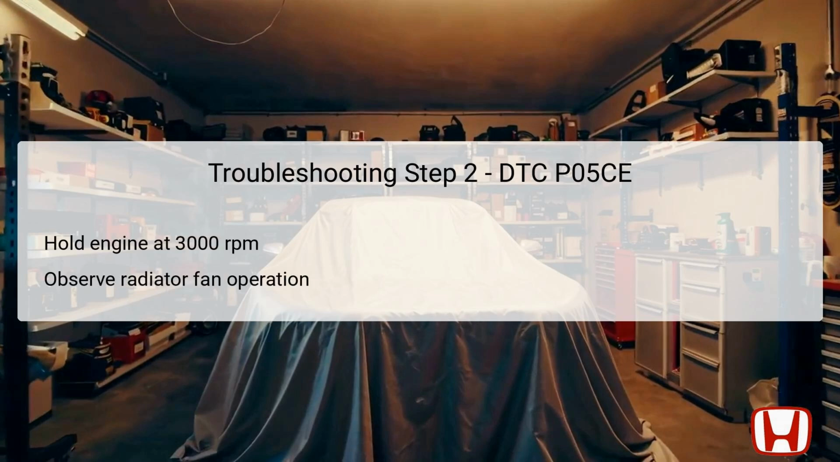The second troubleshooting step requires holding the engine speed at 3,000 revolutions per minute (RPM) without any load, which can be accomplished by placing the vehicle in either the park or neutral position. This is a critical operation as it allows for the observation of how the engine and VTC system behave under a steady and elevated RPM condition.